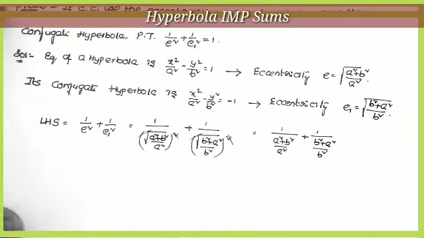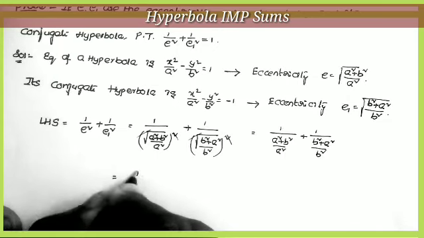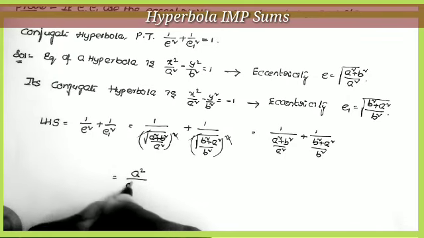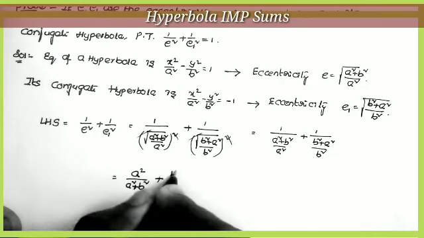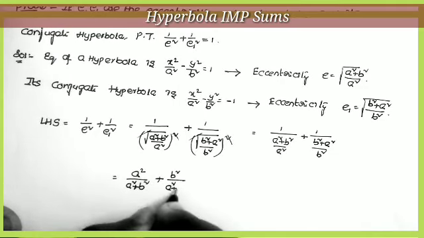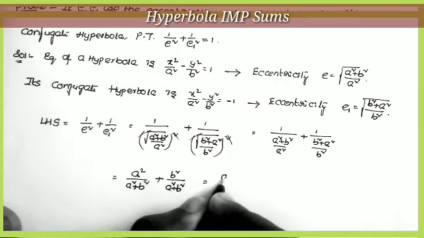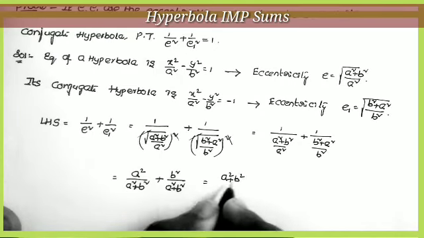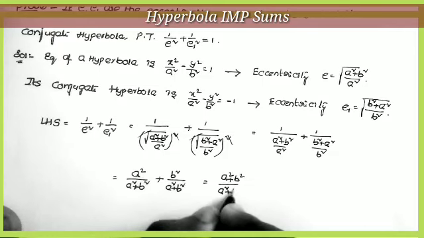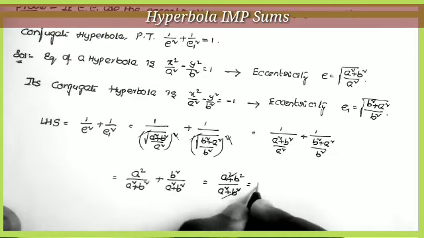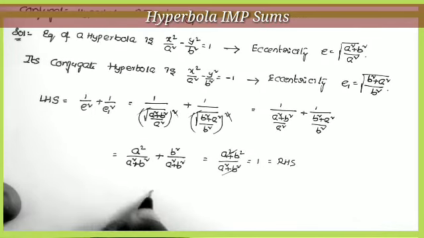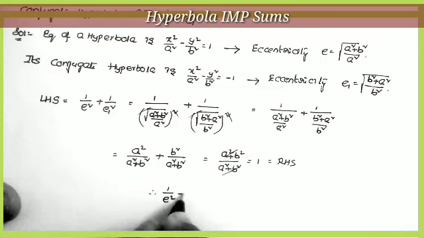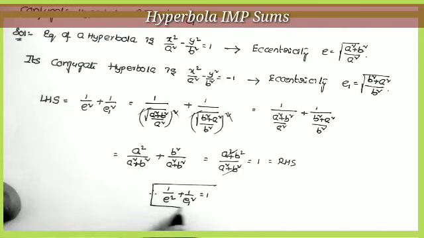This is equal to a square by a square plus b square plus b square by a square plus b square. This is equal to a square plus b square by a square plus b square, which is equal to 1. The two terms cancel here, so this is equal to 1, and that is the RHS. Therefore the result is 1 by e square plus 1 by e1 square is equal to 1. That's all. This is the answer.